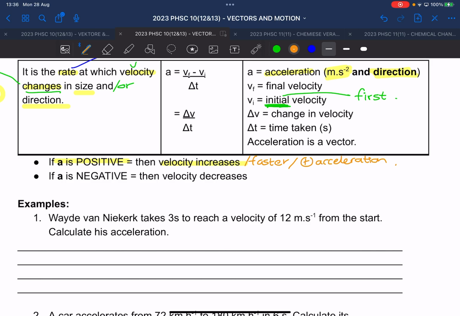Right. Then, if acceleration is negative, it means the velocity decreases or the object is slowing down. It goes slower. And then we speak about deceleration. Something decelerates, something goes slower.